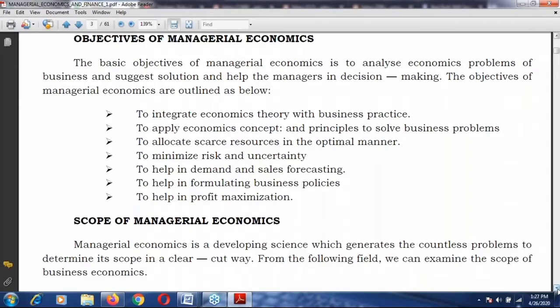Then select the forecasting method. Then study the activities of the competitors. At the same time, prepare the preliminary sales estimate after collecting the necessary data, among other steps.